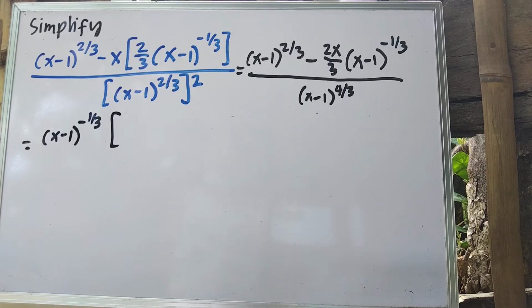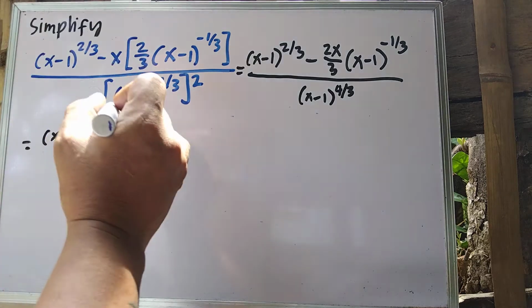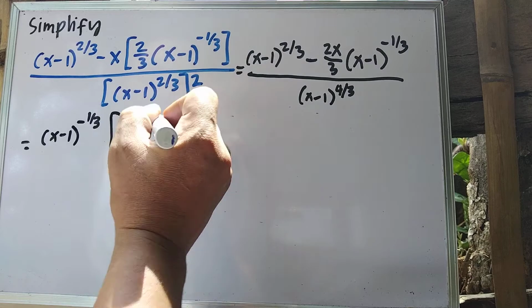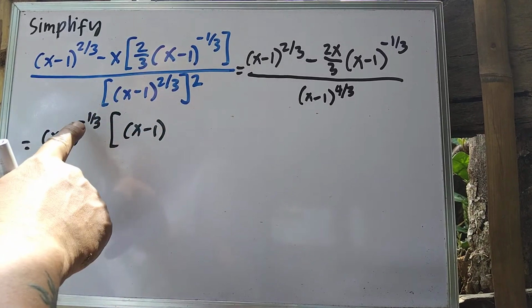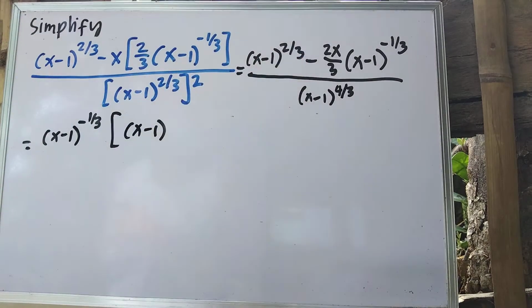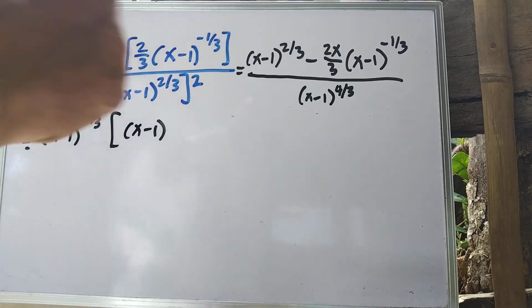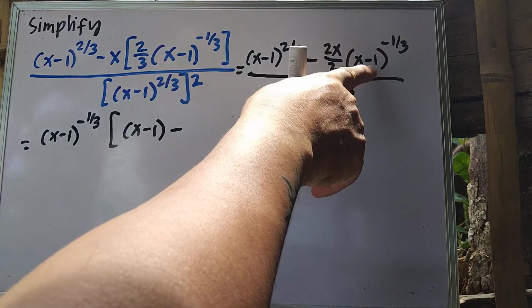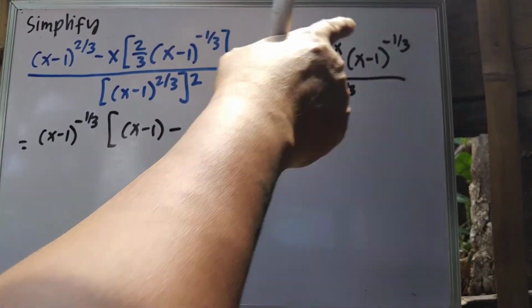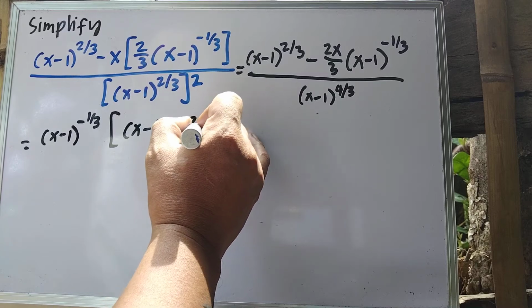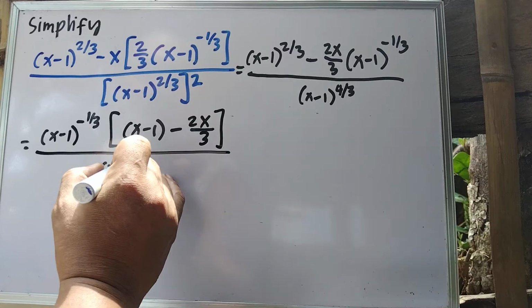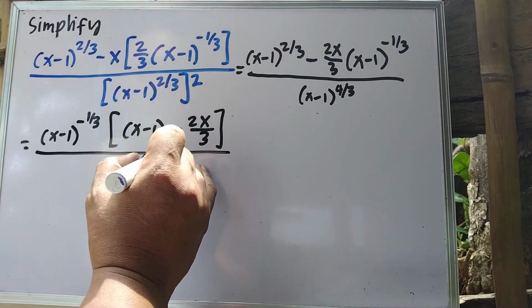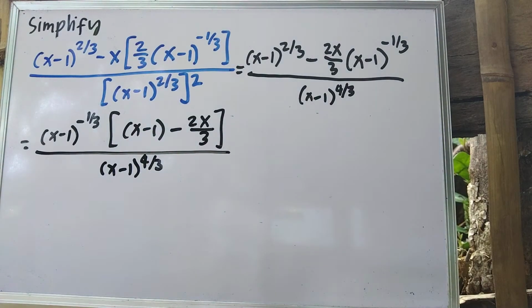Okay. Ano ba? You have x minus 1 na lang, no? Kasi, assume that there is an exponent 1 here. So, 1 minus 1/3, that is 2/3. Correct? So, copy minus. So, kung ilalabas natin to si x minus 1 to the power of negative 1/3, ang matitira dyan is yung 2x over 3 na lang. So, you copy x minus 1 to the power of 4/3. Okay.